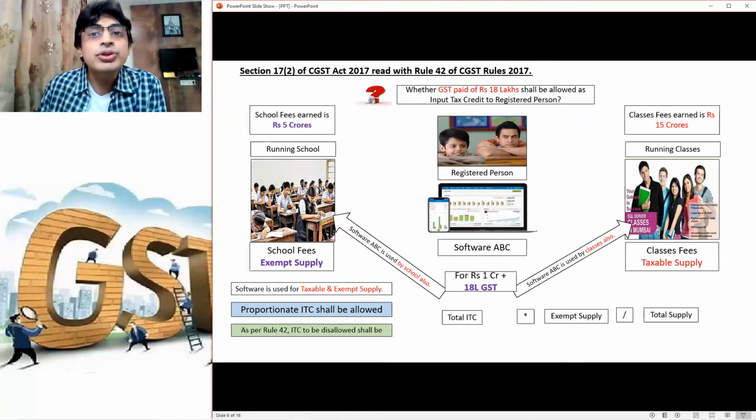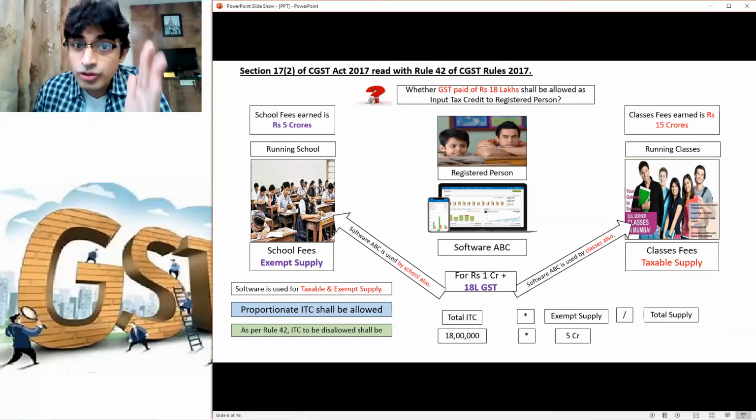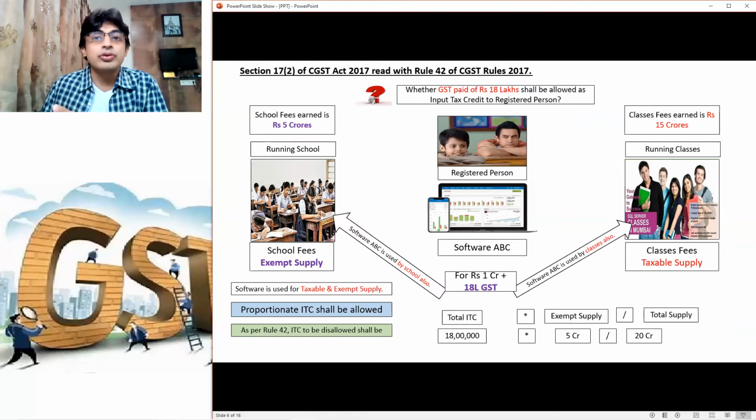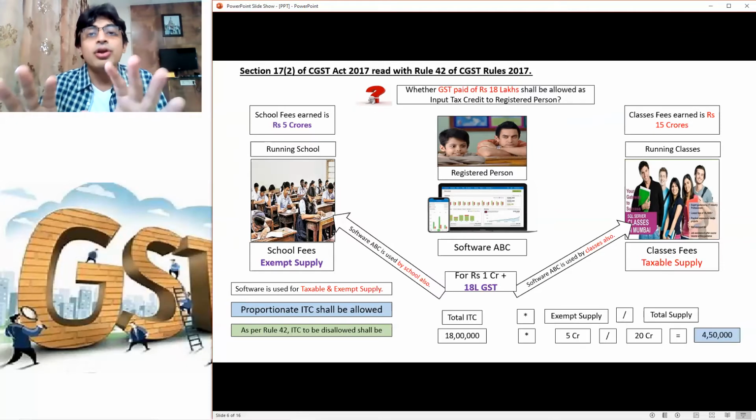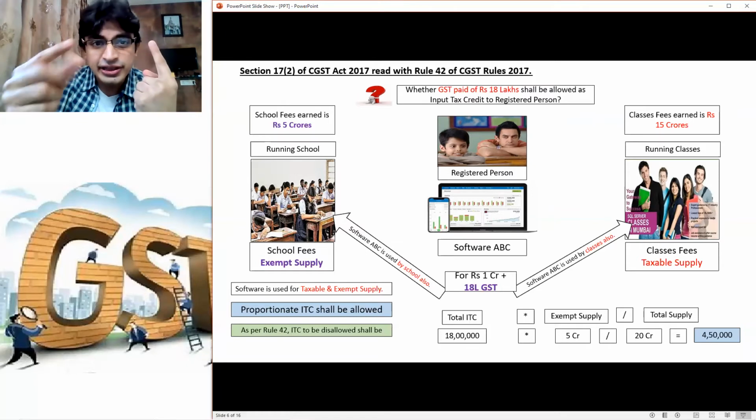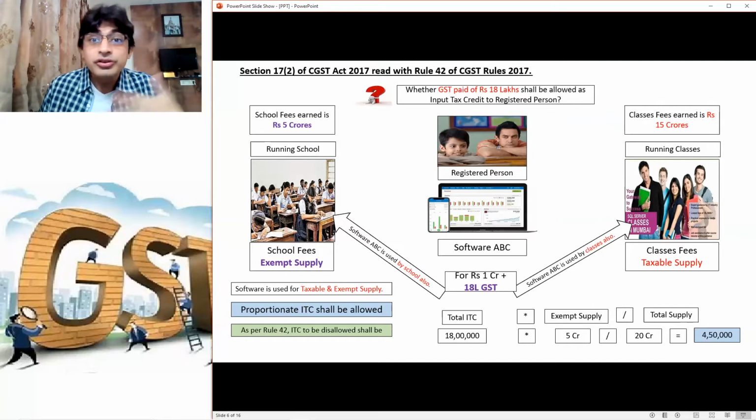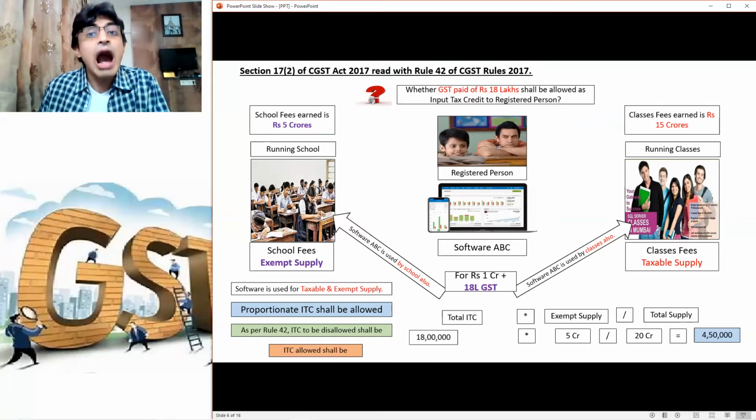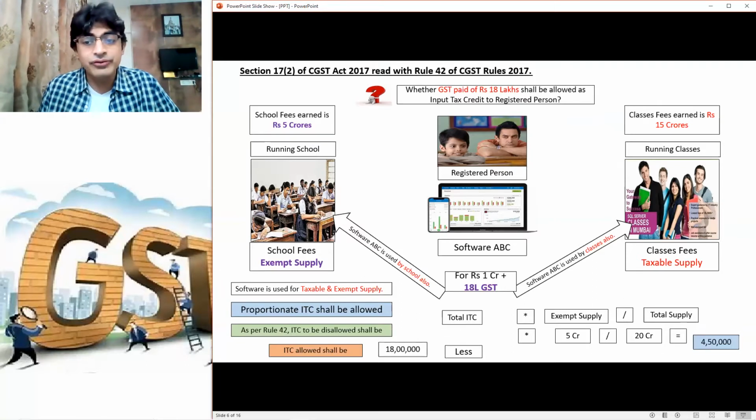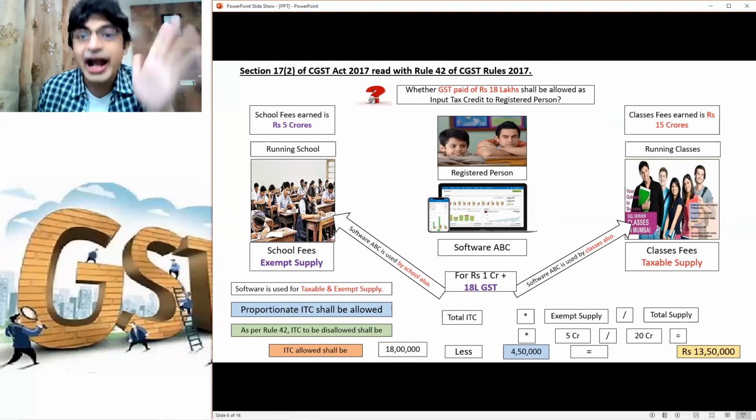So how much was total ITC? 18 lakh. You will not get the entire amount. How much was exempt turnover? 5 crores. How much was total turnover? 20 crores. So out of 18 lakh, 4 lakh 50 thousand Amir shall be disallowed. Proportionately, in the ratio of turnover. In the ratio of turnover. So how much ITC shall be allowed? Out of 18 lakh, 4 lakh 50 thousand is disallowed. So 13 lakh 50 thousand shall be allowable ITC.